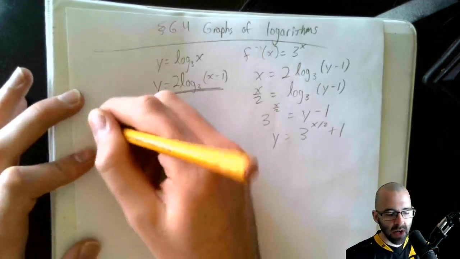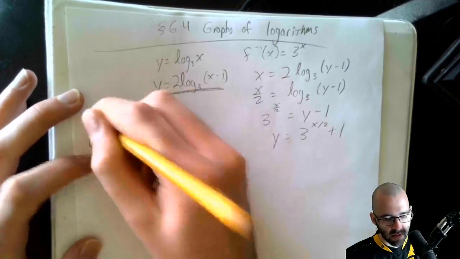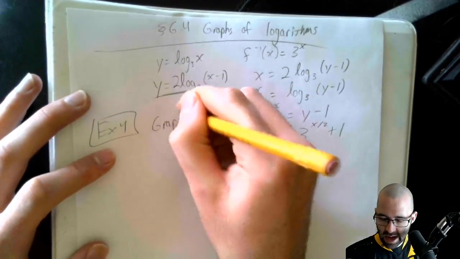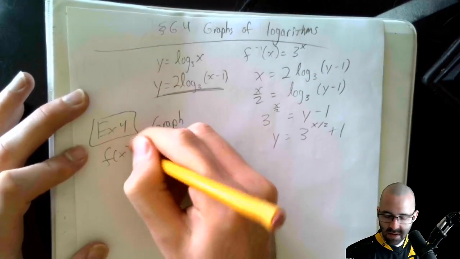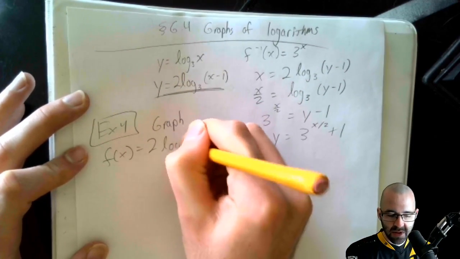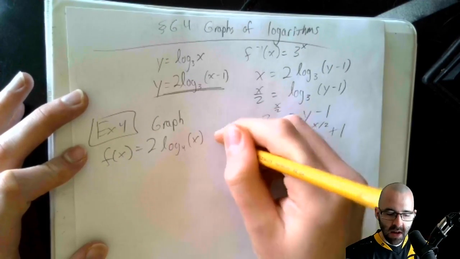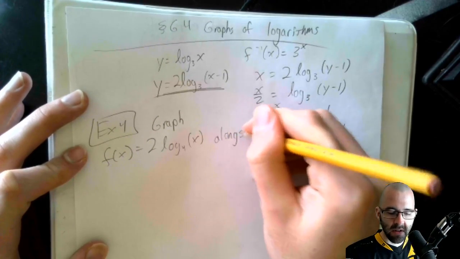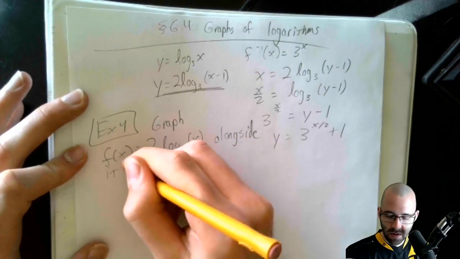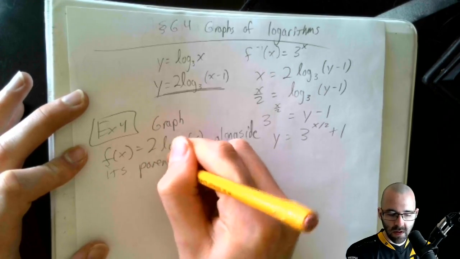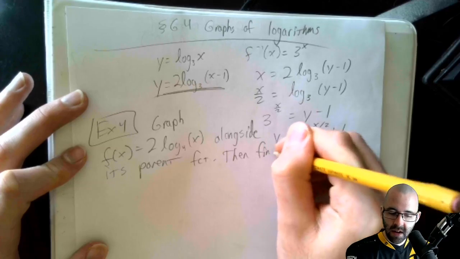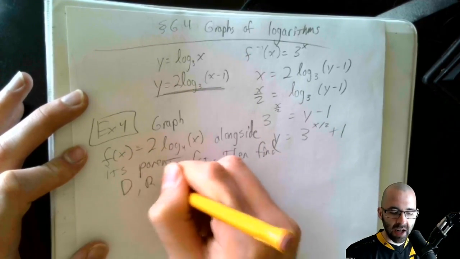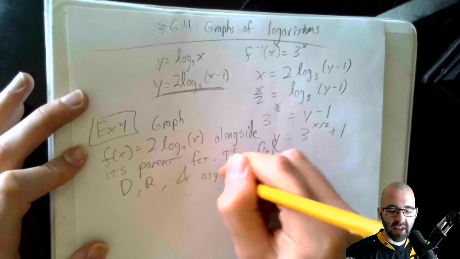But anyway, we're on to example 4 today. Graph f of x equals 2 log base 4 of x alongside its parent function. Then find the domain, the range, and the equation of the asymptote.